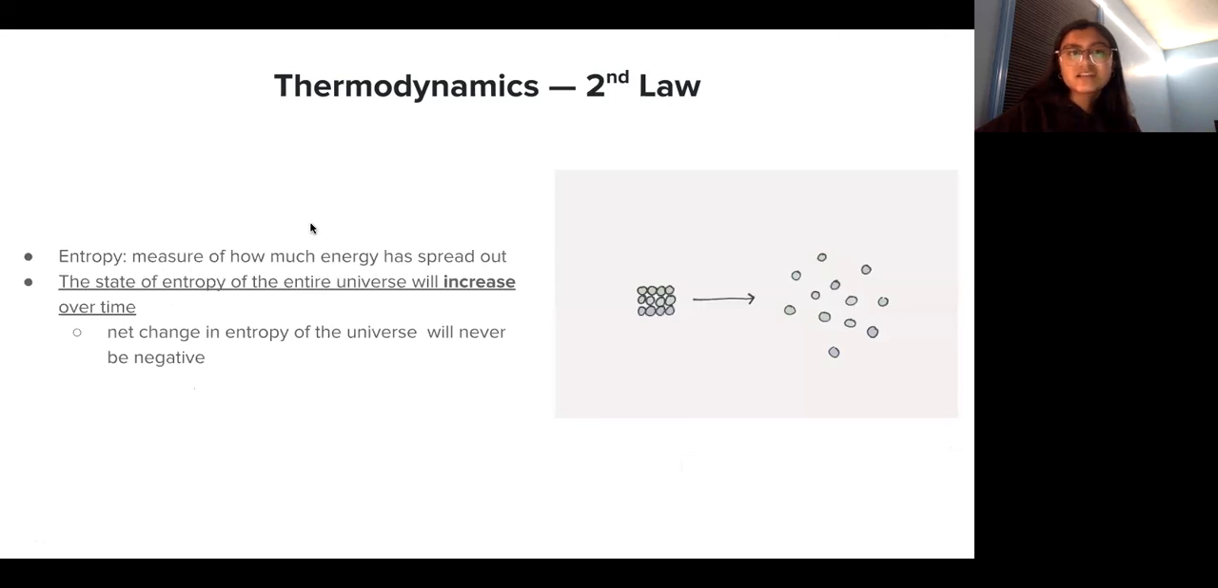All right, the second law of thermodynamics states that the entropy of the entire universe will increase over time, where entropy is a measure of how much energy has been spread out. Very simple schematic here. And the net change in entropy of the universe will never be negative. So the chaos of everything is just increasing. Hopefully that's simple enough to remember.